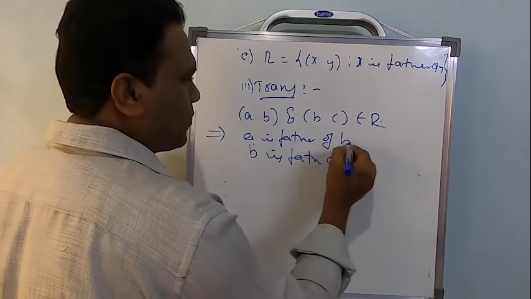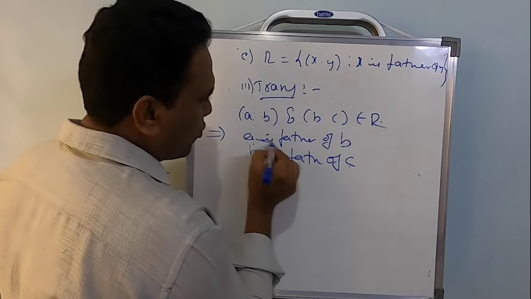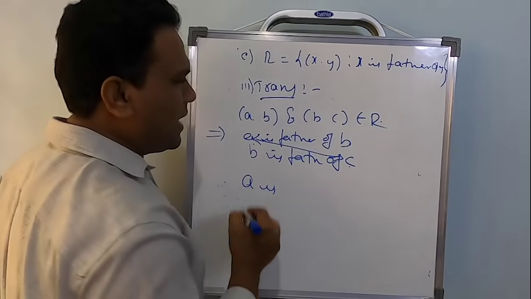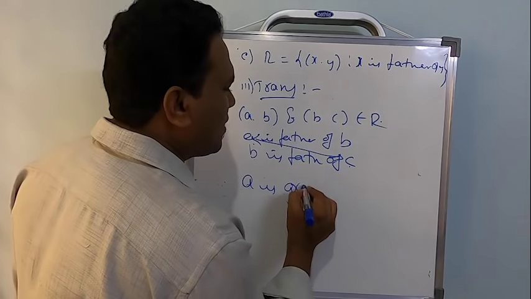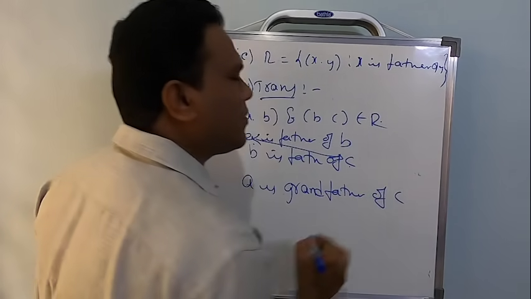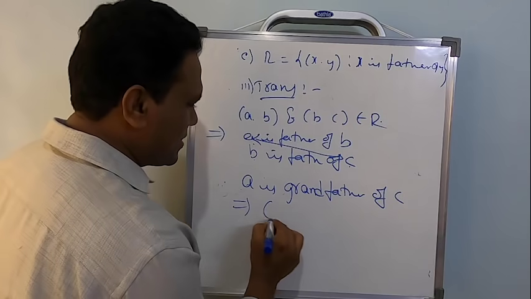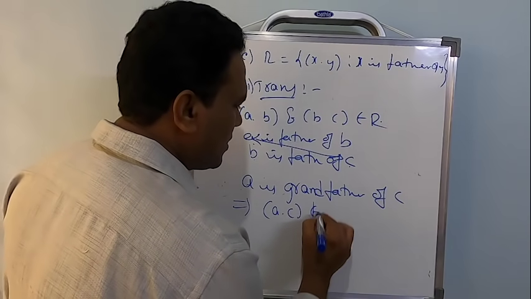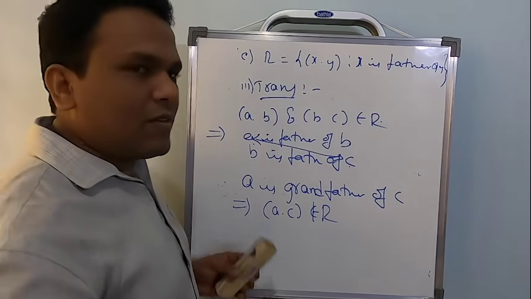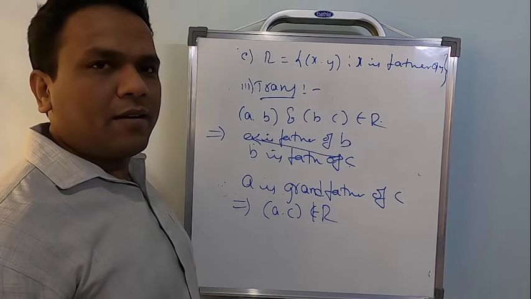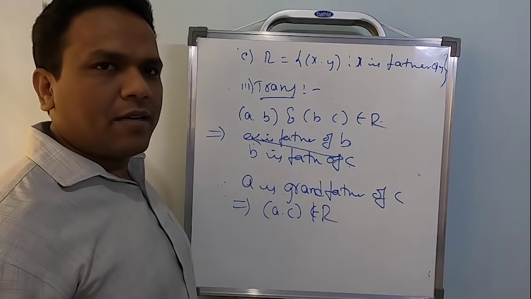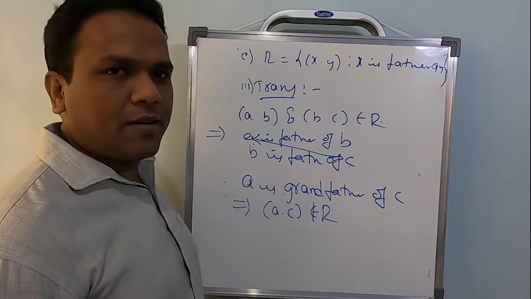Now if A is father of B and B is father of C, so what is the relation between A and C? Then clearly A will be what? Grandfather. A will be grandfather of C. So this suggests ordered pair A comma C does not exist at all. Fine. Now because of that reason the relation is not going to be transitive. It is not reflexive, it is not symmetric, and also it's not going to be transitive.